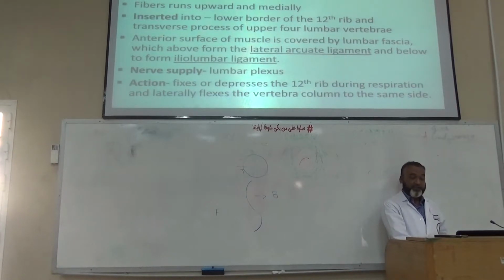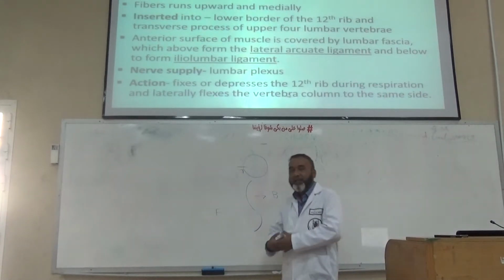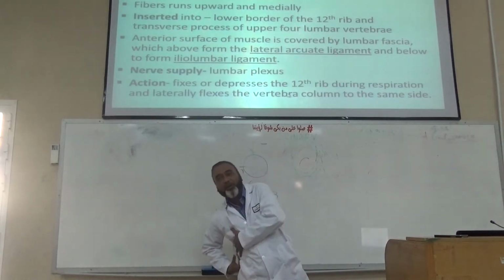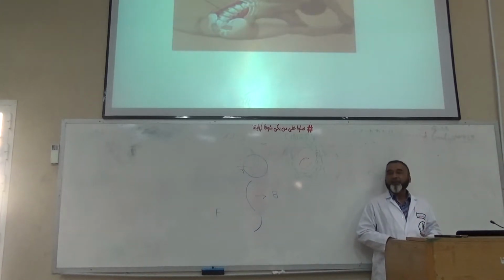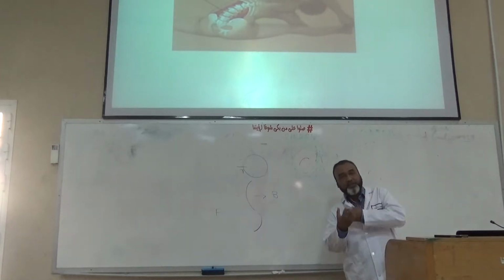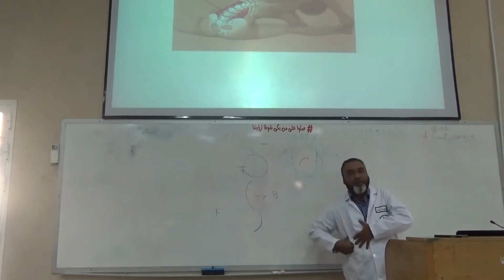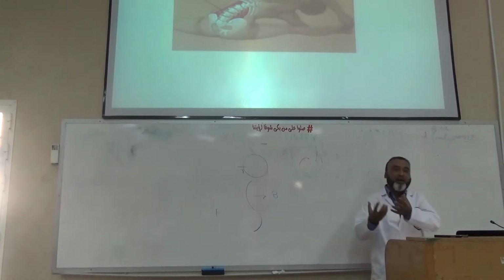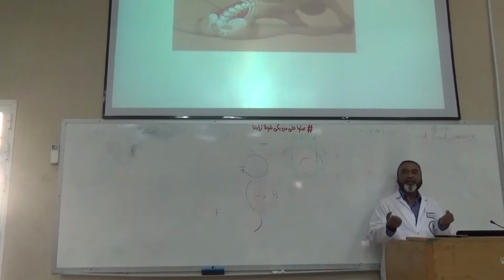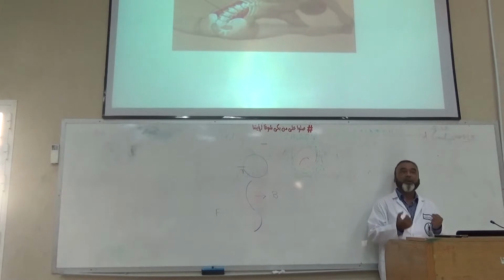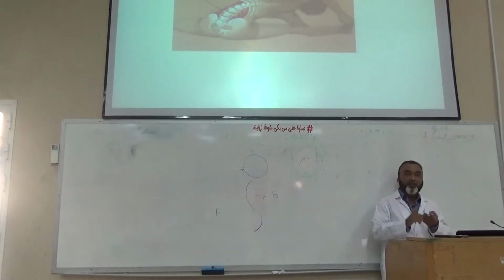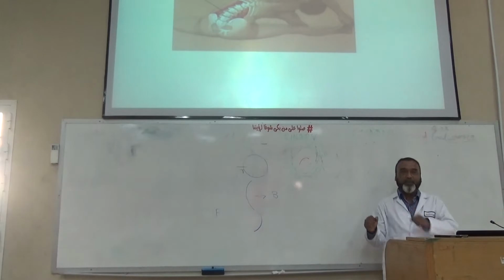And the other action is, you can say, it laterally flexes the vertebral column. When it contracts, it helps in laterally flexing the vertebral column on the same side. How it appears? It will be like this. We are doing the exercise. When you are flexing your trunk towards the right side, it is performed by the contraction of the quadratus lumborum of the same side. Okay? So this position can be availed by the contraction of the quadratus lumborum of the same side.